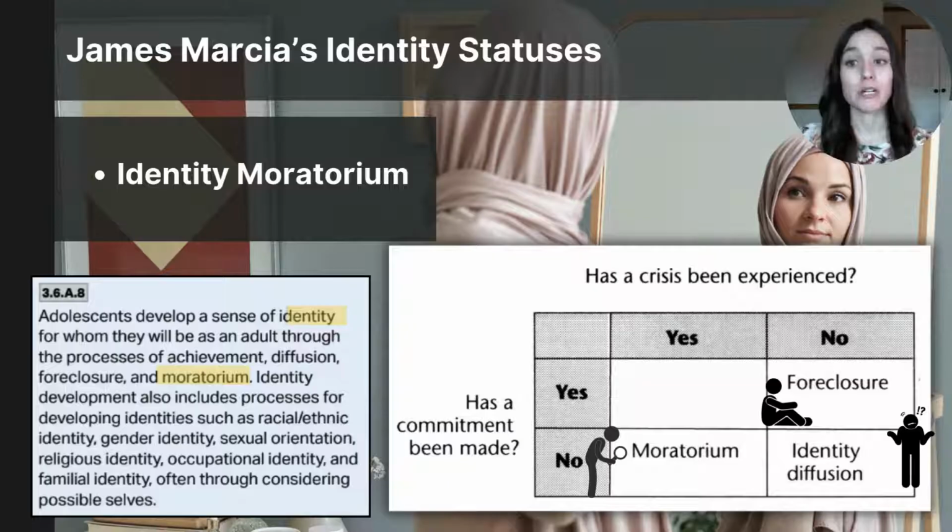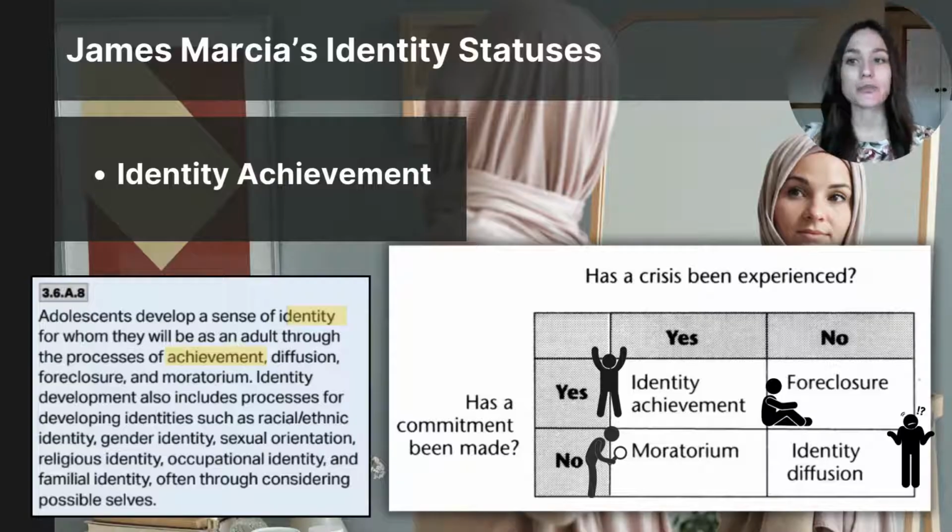Identity moratorium is when an individual is actively exploring different identities, but has not yet made a commitment. They're in a period of exploration, trying out different ideas and roles. An example would be if a high school student is exploring different career paths, questioning their beliefs, and trying out new roles, such as volunteering, exploring different college majors, or questioning their religious views. They haven't made any final decisions yet, but are in a state of active exploration.